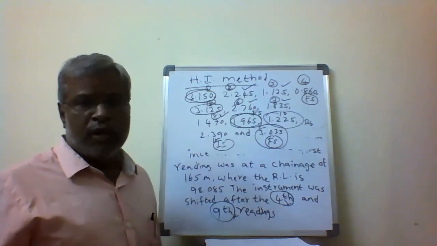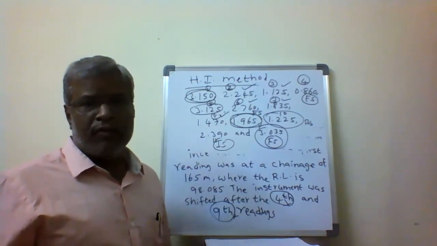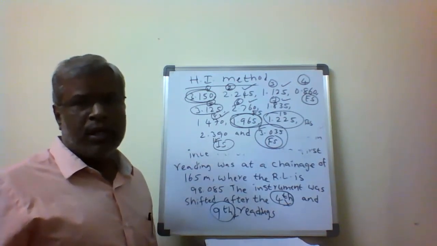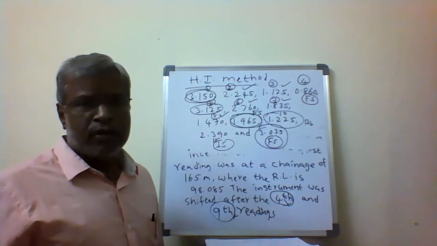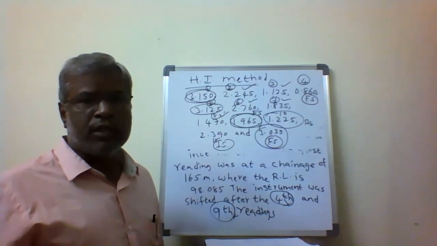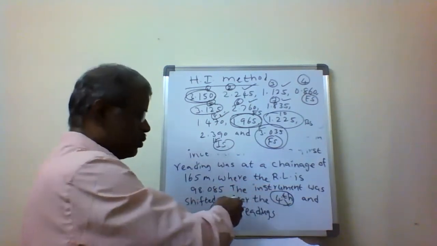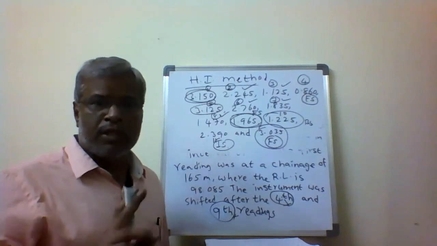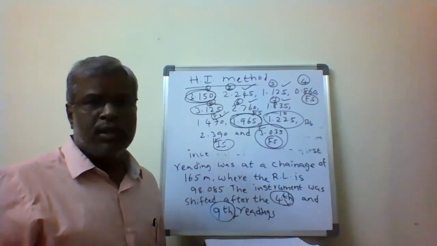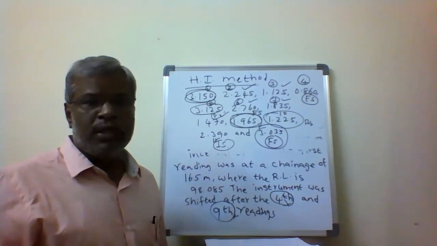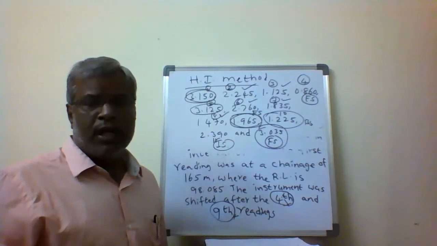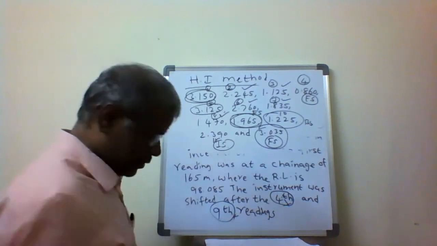In this way, we enter into the level field book in the columns, and then we find out the height of the instrument wherever the instrument shifts. It means two times the instrument is going to shift, so we are able to get two heights of the instrument. Based on that, we find out the elevations of the points, or the reduced levels of the points.